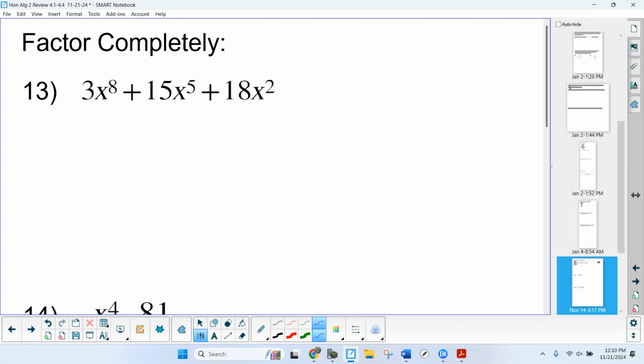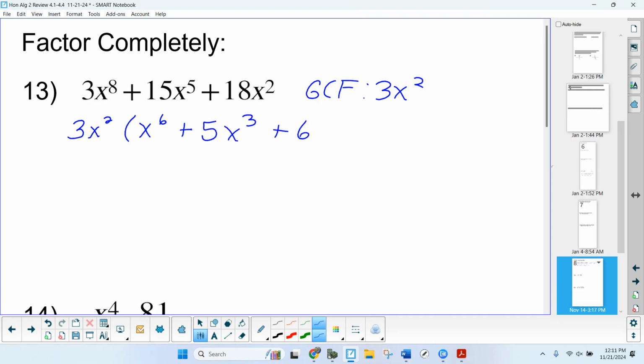So Jarrett, what's our first rule of factoring? GCF. And what are you going to pull out as your GCF? 3x squared. So when you factor out 3x squared, what is left? x to the 6th, plus 5x to the 3rd, plus 6. Okay, perfect. Is everybody good with the GCF?